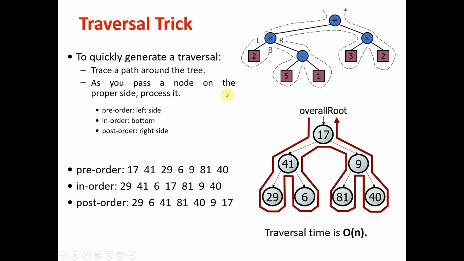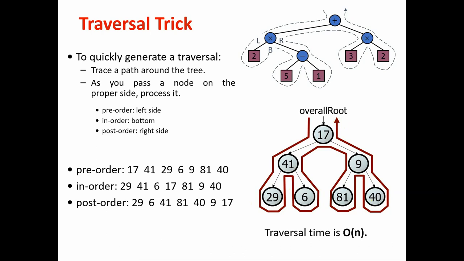So this is a trick that we can apply here. Let's do the same example using this trick. Pre-order is left, in-order is bottom, post-order is right. If you are doing pre-order, it's going to be 17 because I'm on the left side of it, then 41 on the left side of it, 29 on the left side of it, then 6. So 17, 41, 29, 6. I go here, 9, 81, and 40, and I go back to the root.